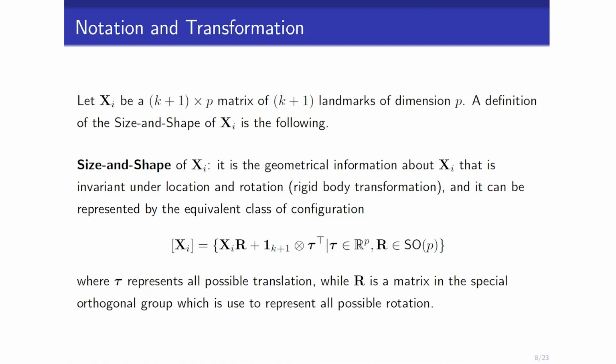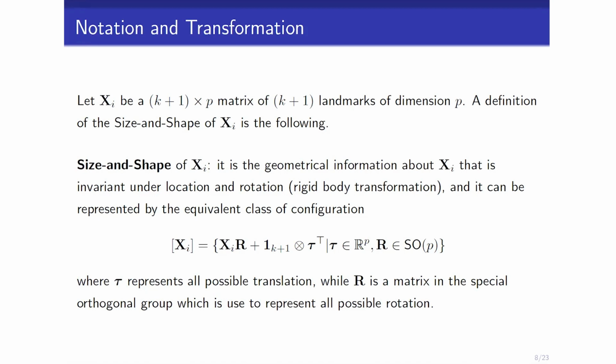The idea is to first define an equivalence class. If we take X and rotate it with a rotation matrix belonging to the special orthogonal group, and we translate it with a vector tau, the new object again has the same size and shape as the original object. So all the objects that can be constructed in this equivalence class have the same size and shape. This helps us define what size and shape is: the geometric information about X that is invariant under rotation and translation.